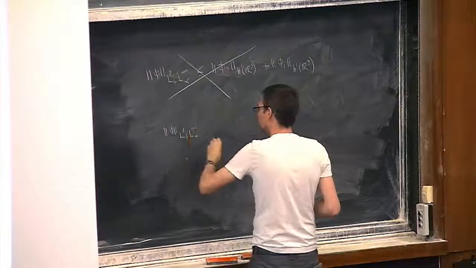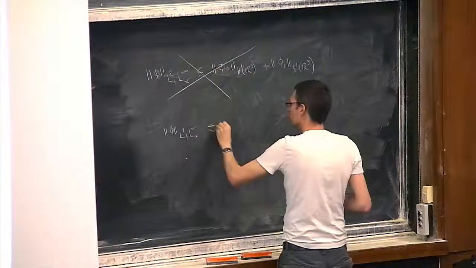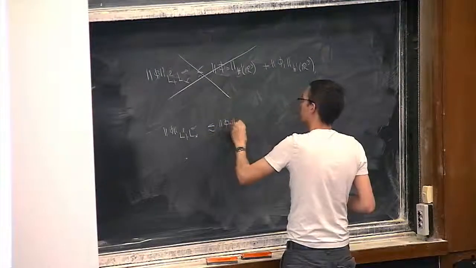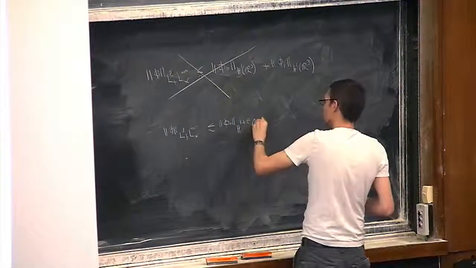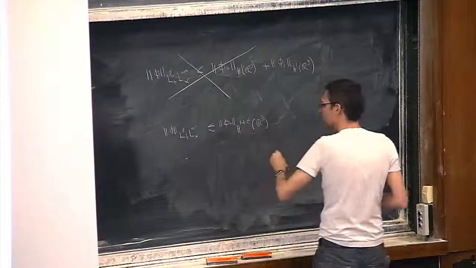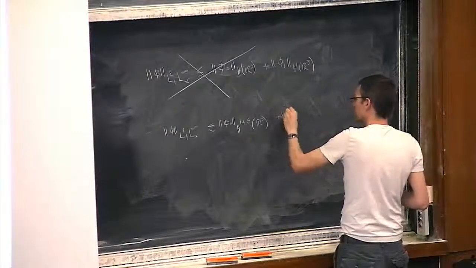So L2 in time, L infinity in x is controlled. You just need a little bit extra, in other words. If you do it like this, you have a log, so you lose a log, so you can add just 1 plus epsilon. This one is correct.